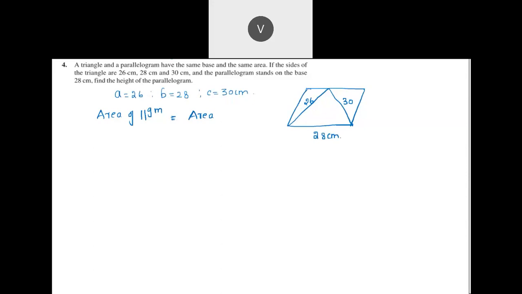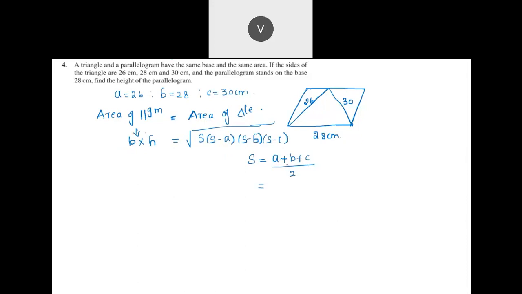In the question they have given area of parallelogram is equal to area of triangle. What is the area of parallelogram? Base into height. And what about the area of triangle? Which formula can be used here? Heron's formula: root of s into s minus a into s minus b into s minus c. For this we need to find the s value first, right? So s is equal to a plus b plus c by 2.